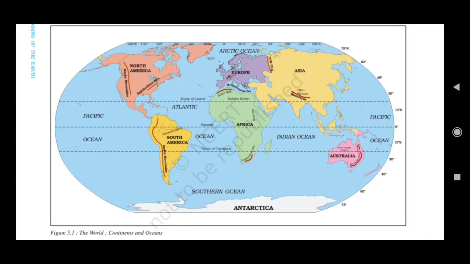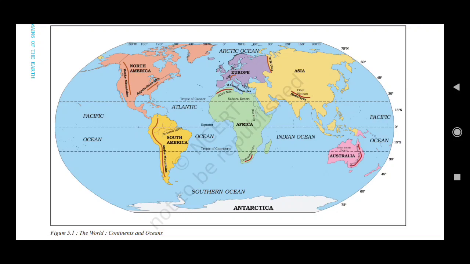Look at the map of the world, figure 5.1. Are all the land masses connected with one another? The level of sea water remains the same anywhere. Elevation of land is measured from the level of the sea, which is taken as 0. So figure 5.1, the world map, contains continents and oceans. So see the map in the video.